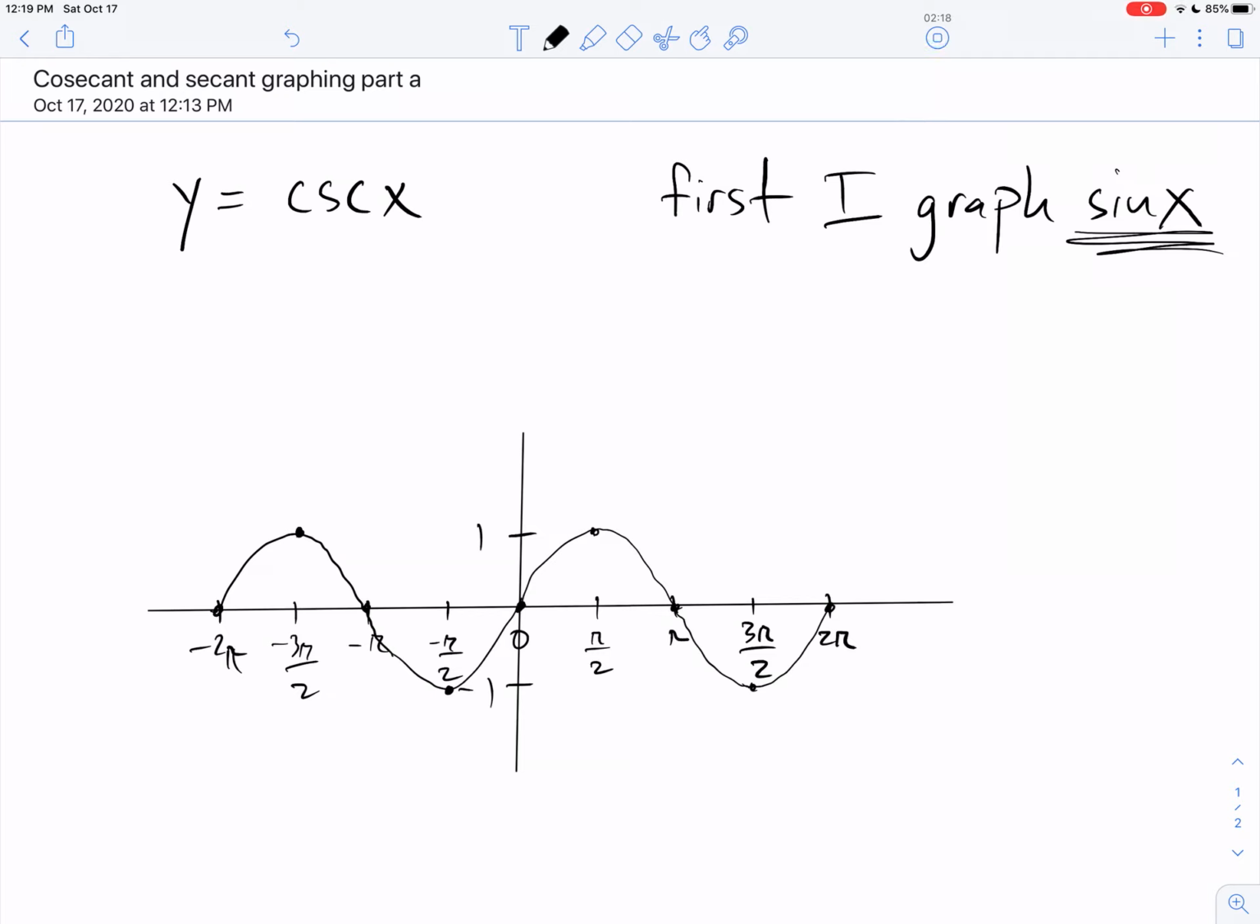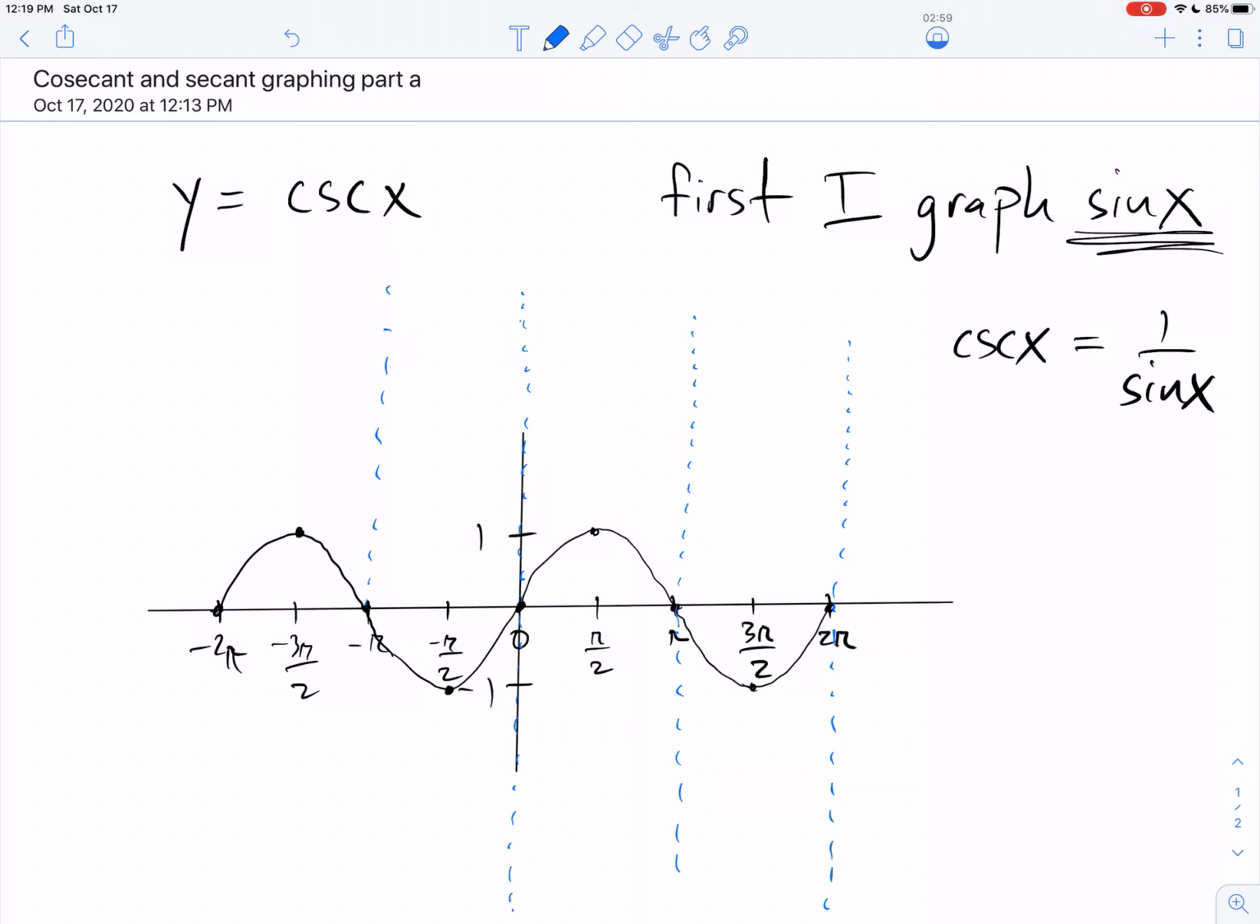Here's the deal. Cosecant is equal to 1 over sine. So there are some problems, and they occur right here. I'm going to grab my blue pen. See, wherever sine is 0, cosecant is undefined. So guess what that means? It means there is an asymptote at that location. I'm going to do it over here.